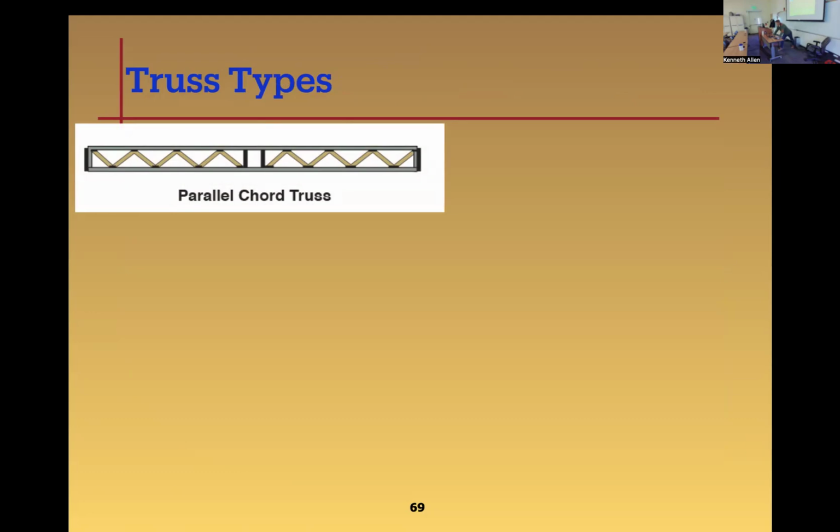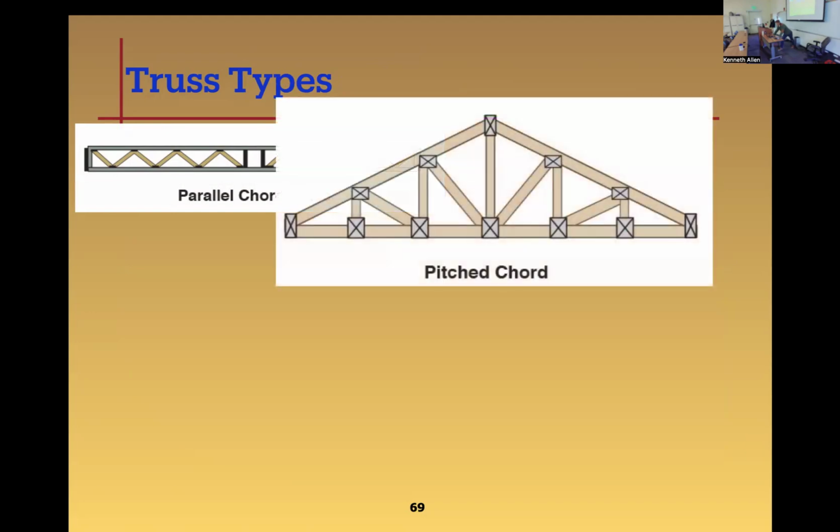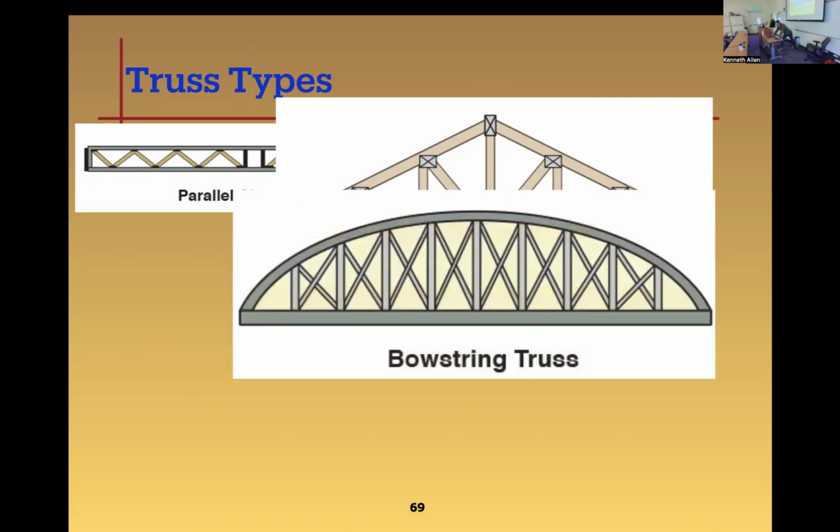Here's a parallel chord truss where you have two boards running top and bottom, and then you run right triangles between them and pull them tight in the middle and the ends. Here's a pitched chord roof, again with the gusset plates holding it in place. As it sags in the middle, the bottom beam holds it in place.